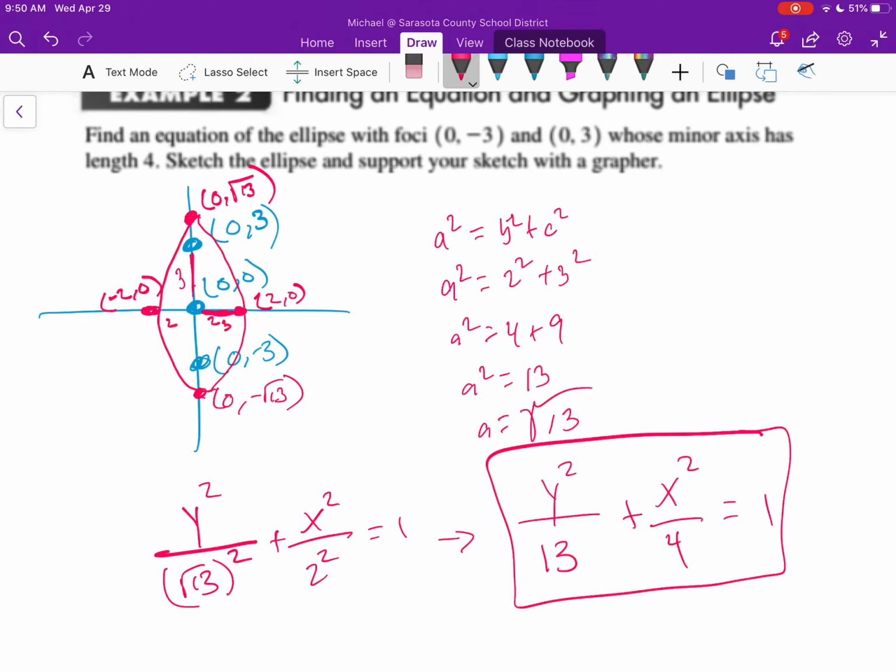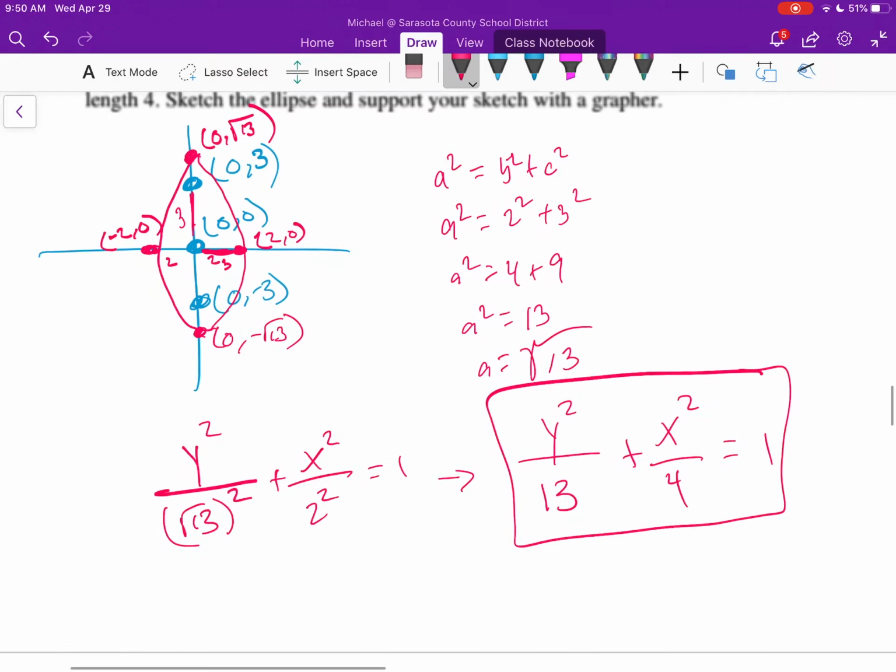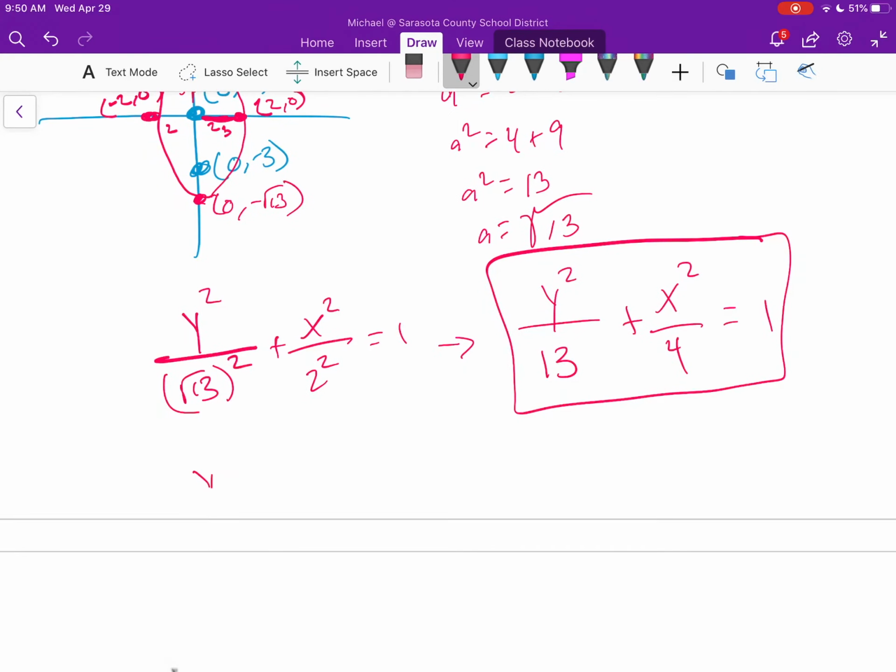Well, what if you wanted to graph this on your graphing calculator? I want to take a look at what you would do to input this into the calculator. I'm not going to show you on the calculator right now, but I'm going to solve for y, and then you could put these into your y equals equations. So when you're doing these, you want to basically solve for y, starting with y squared over 13 plus x squared over 4 equals 1.